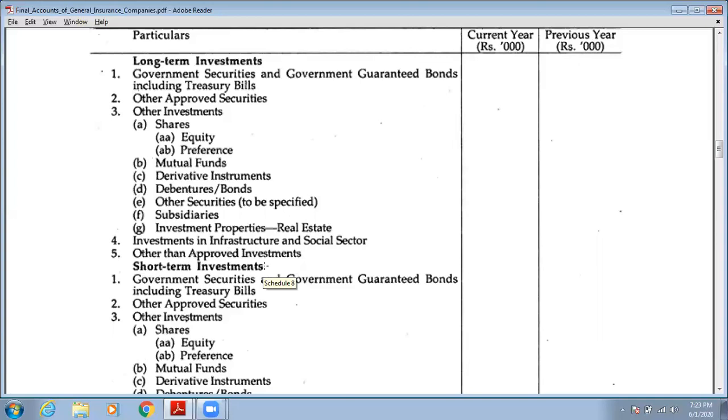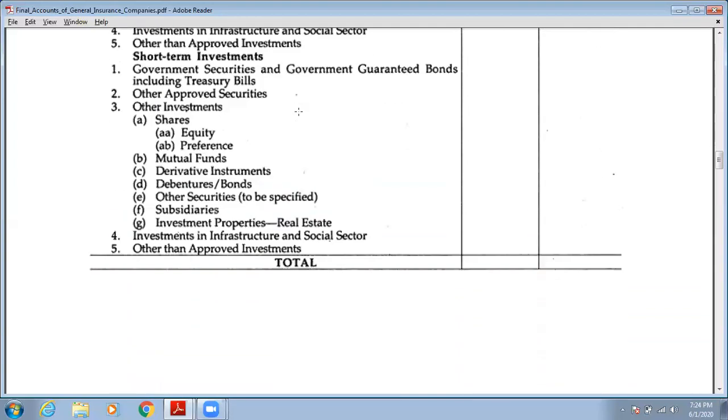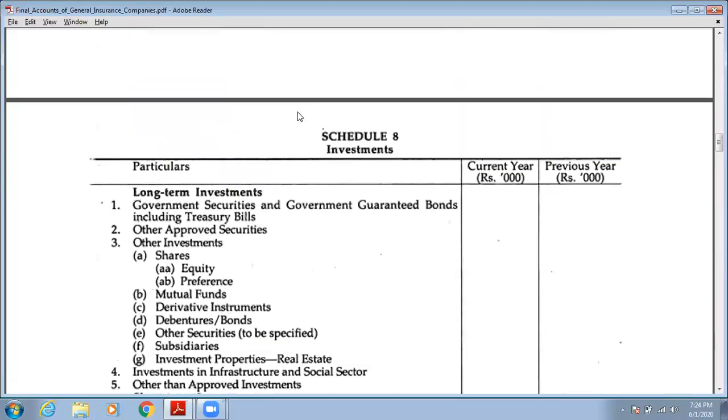That is, investments which you can convert into cash within 12 months of making the investment will be called short-term investment. And those investments which cannot be converted into cash within 12 months of investment will all be included in long-term investment. Okay, now let's move on.